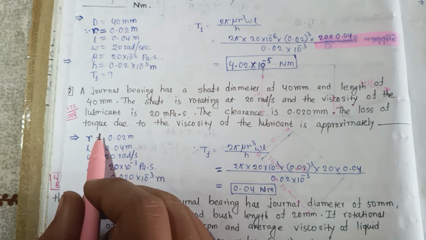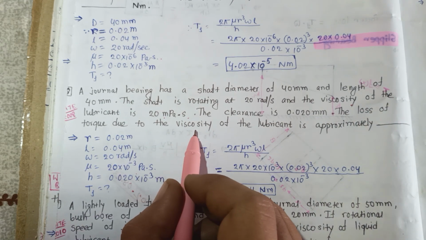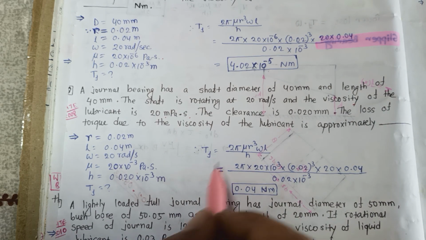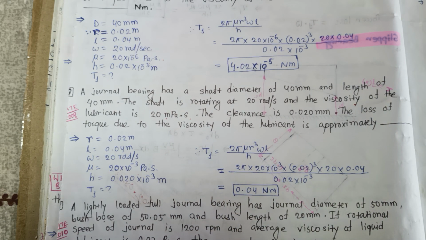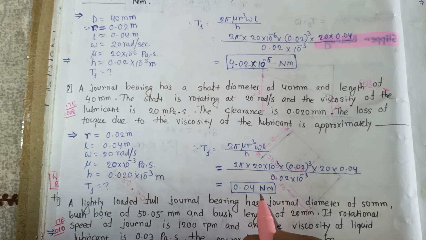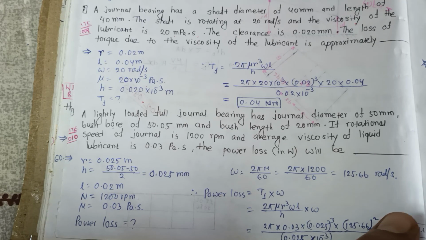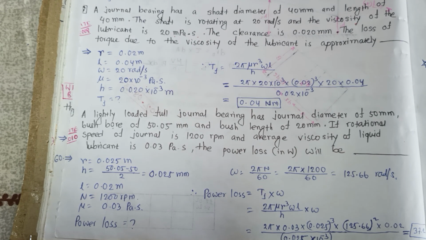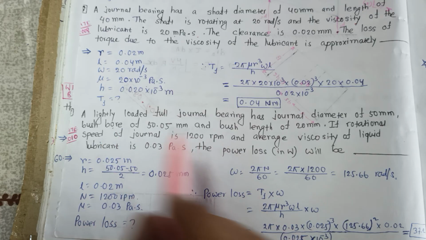The loss of torque due to viscosity of the lubricant is approximately. So you have to calculate the torque. If you put the value, the torque will be 0.04 Newton meter. Okay, easy question, no problem. Try to understand this next question.